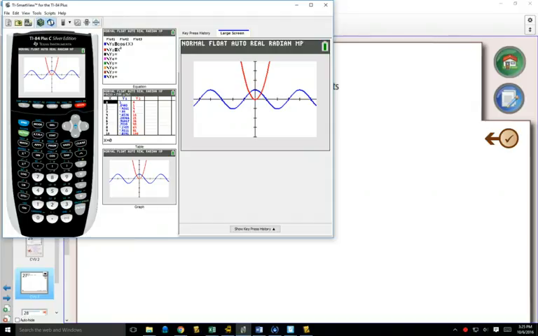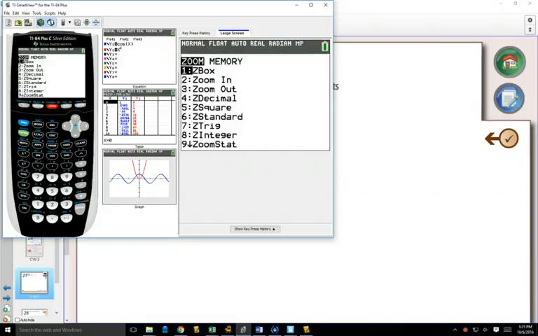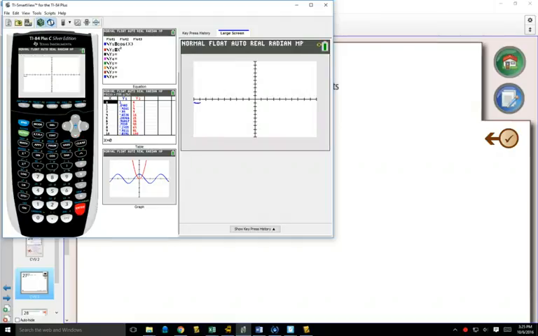So I'm going to show you a couple of ways to change your window quickly with your zoom button. So here's your zoom button. Probably the one that you're going to use the most is number 6. If you go down to number 6, that's your standard window. What your standard window does is it goes from -10 to 10 in both your x-axis and your y-axis. So if you do that, there's your cos graph. It has a period of 2 pi, so it's doing that every 6.28. And there's my parabola. So that's one zoom window that you may like to use. And this one would be enough to solve it.